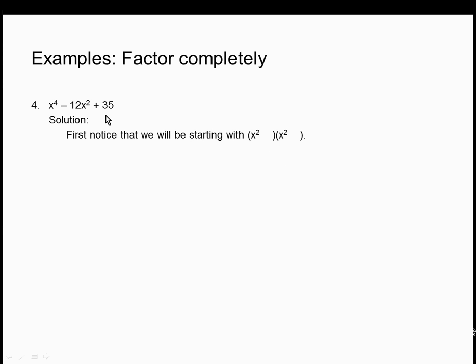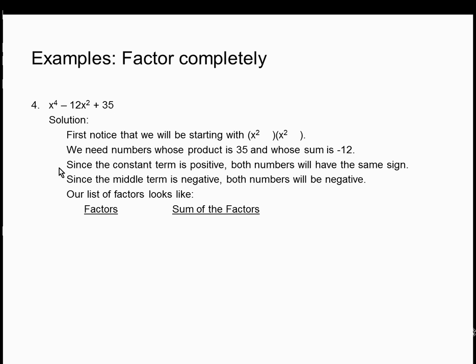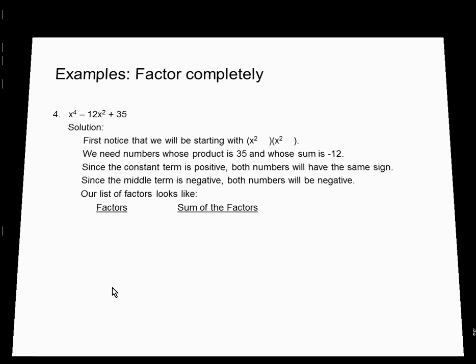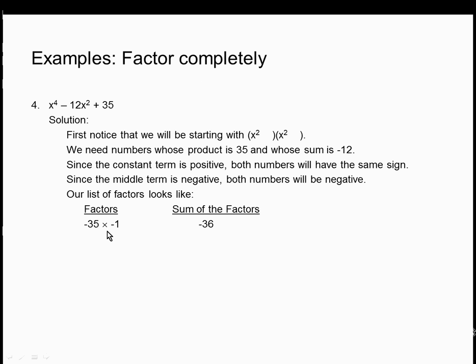With the 35, multiply to be 35, add up to be minus 12. Okay, because that's a positive, both terms will be positive or both terms will be negative. Because the middle term is negative, they're both going to be negative. So I want two negative numbers that will multiply to be 35 and add up to be negative 12. So I start with negative 35 times negative 1. They add up to be negative 36.